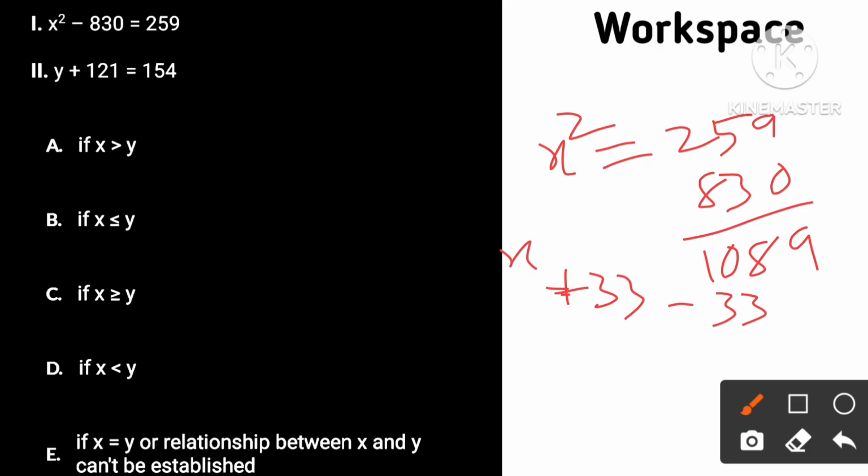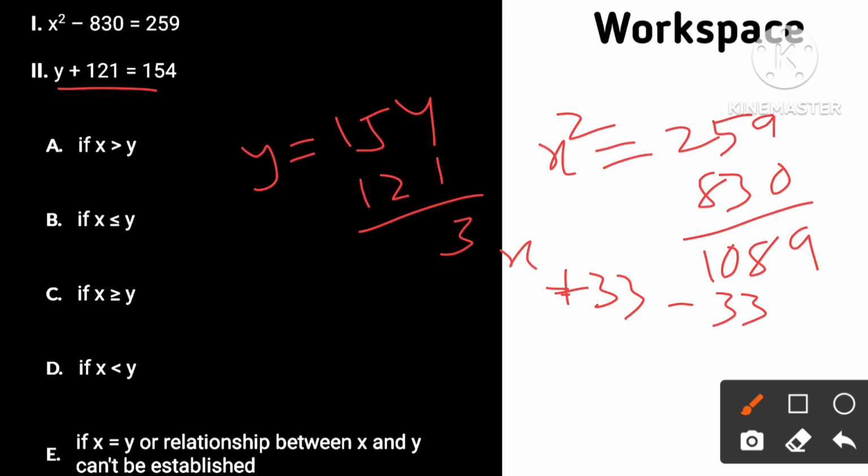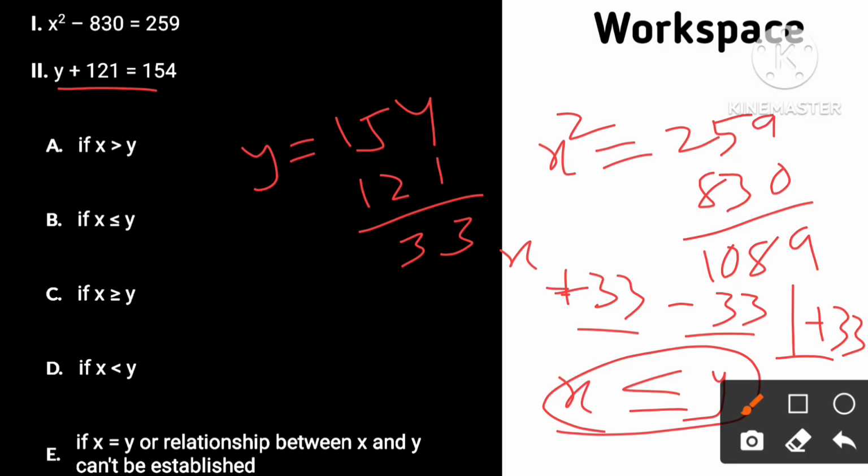Okay, next. Here y equals 154 minus 121. This is 33. So y value is plus 33. Now by comparing these two, it is clear that 33 and 33 are equal, and minus 33 is lesser than y. So we got x lesser than or equal to y. Option B is our answer.